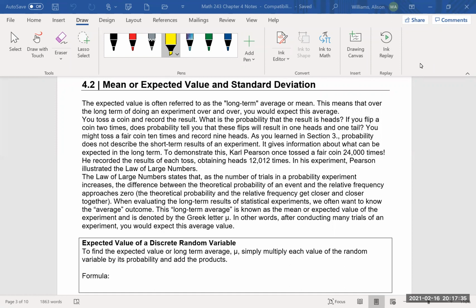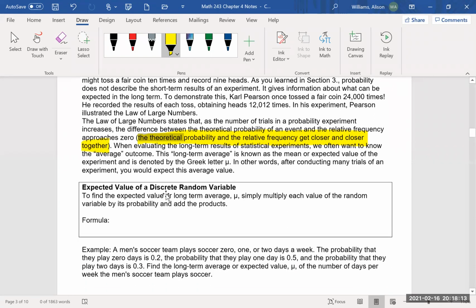But the reason I included this information in the notes is I wanted to point out a really interesting thing. And that was this: the theoretical probability and the relative frequency get closer and closer together. So theoretical is, of course, the probability that we expect. Half the time we expect to get tails because there's two possible outcomes and one of them is tails. And the relative frequency is what we actually record when we record the data. So we expect those two things to get closer and closer together.